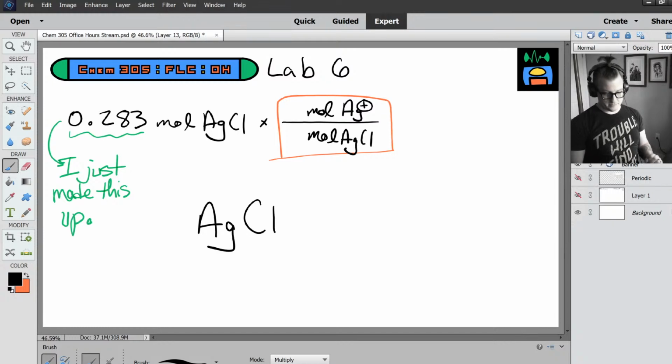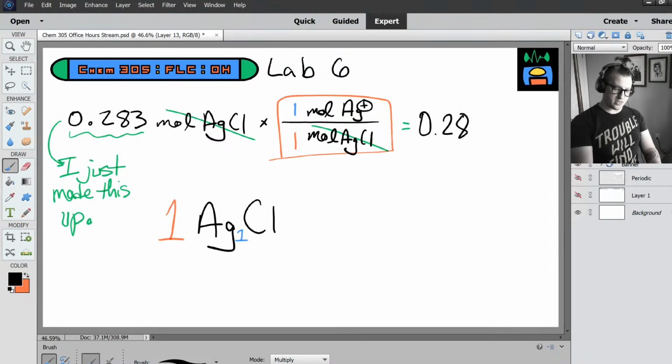for silver chloride. Because 1 mole of silver chloride has 1 mole of silver ions in it, this ratio is a 1:1 ratio. Moles of silver chloride cancel, and so 0.283 moles of silver chloride will have 0.283 moles of silver cations.